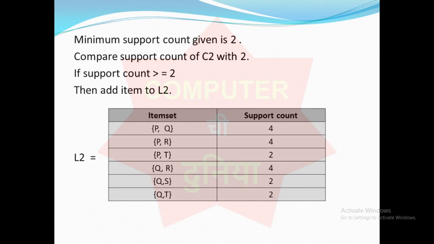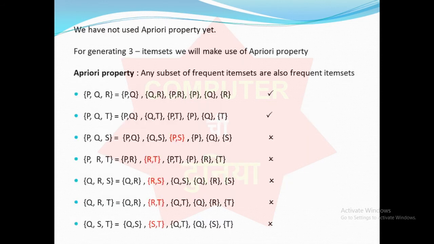L2 join L2. For example, we have first 2 pairs, PQ and PR. We will make the set PQR. Second, we can combine PQ with PT, giving PQT. Similarly, we get all the 7 item sets: PQR, PQT, PQS, PRT, QRS, QRT, QST.